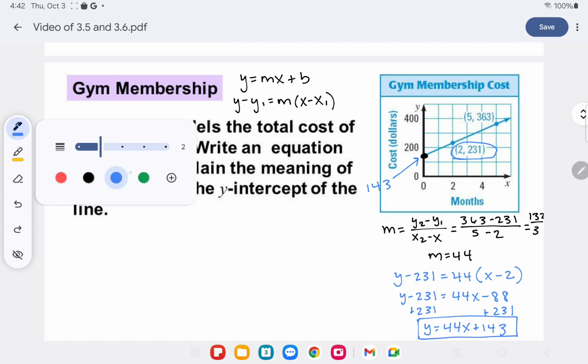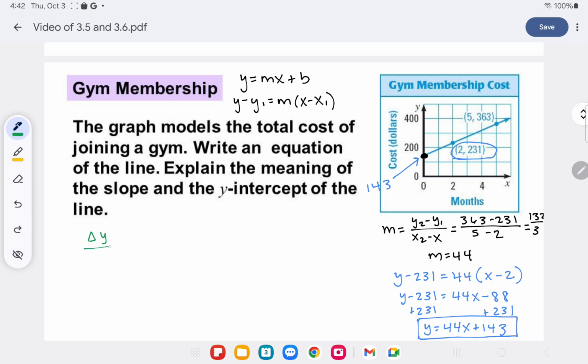Our slope is 44, so our change in y over the change in x is 44. For this particular case, our change in y is talking about the cost, and our change in x is talking about months. And we're talking about a gym membership. So our gym membership costs $44 per month. Since slope is a rate, it'll usually be something per something else, in this case, dollars per month.